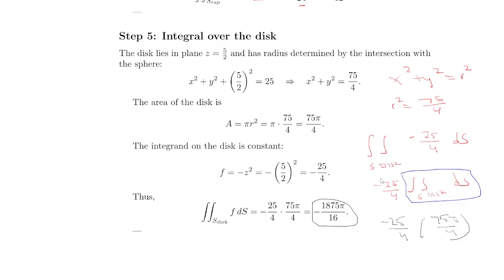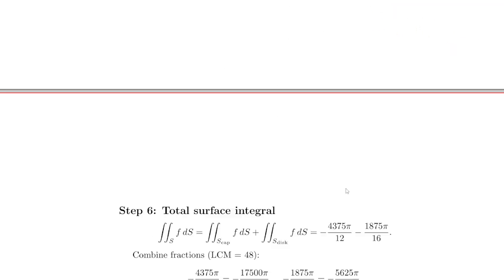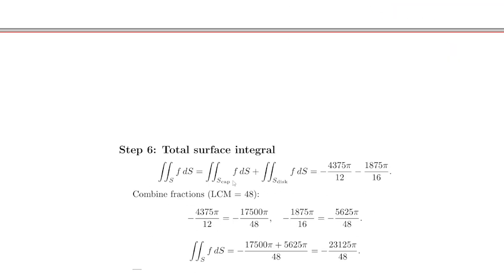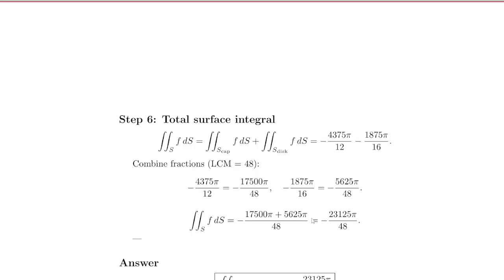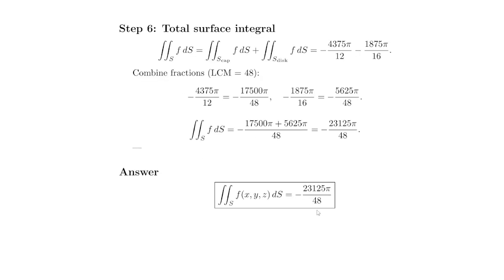And finally, we have to combine this result with what we did earlier with the spherical cap. So it's the spherical cap plus the disk. We add those up and end up with negative 23,125 pi over 48 as our final answer.